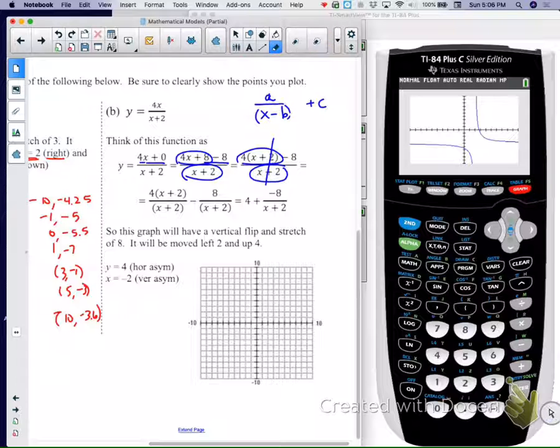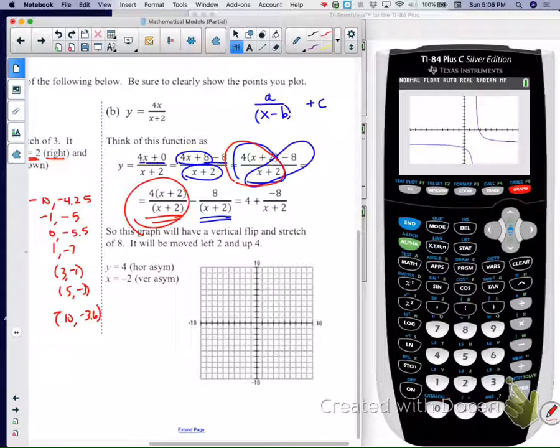So what happens is we're dividing these two, but then we're also dividing these two. So when I divide these two, okay, I have this, and then I have this. When I divide the red, the x plus 2's cancel out to just give me 4. And then this would stay the same, of course. You can flip that around, and it looks like this here. So in this case, I have a vertical flip and a stretch of 8. That's what the -8 is going to do.